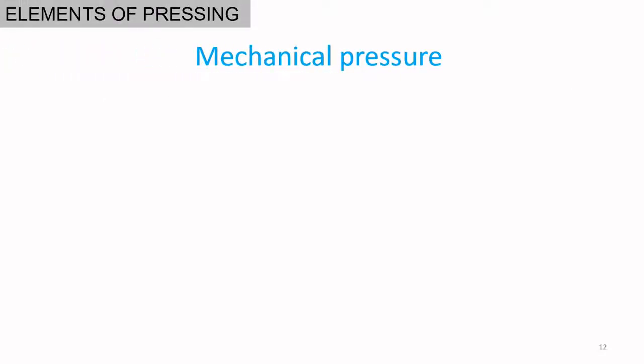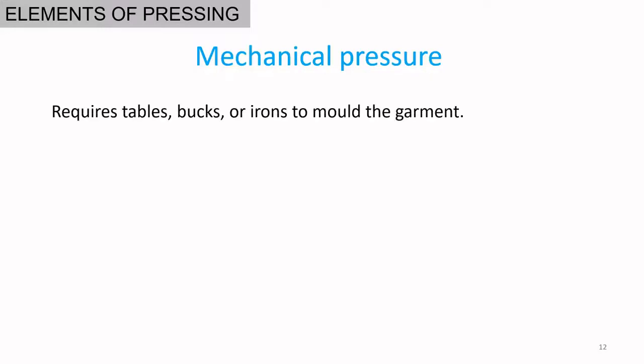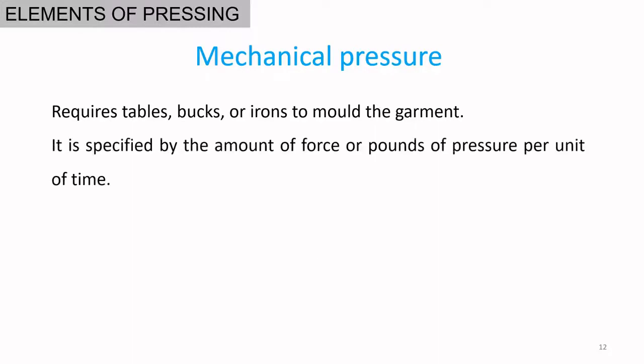Now let's look at mechanical pressure. What do we require to apply mechanical pressure? We require tables, we need the bucks, and we need the irons to mold the garment. Iron is the handheld iron that we use at home. Table is again something that is used at home or in the industry also. Buck is something that we are going to discuss further.